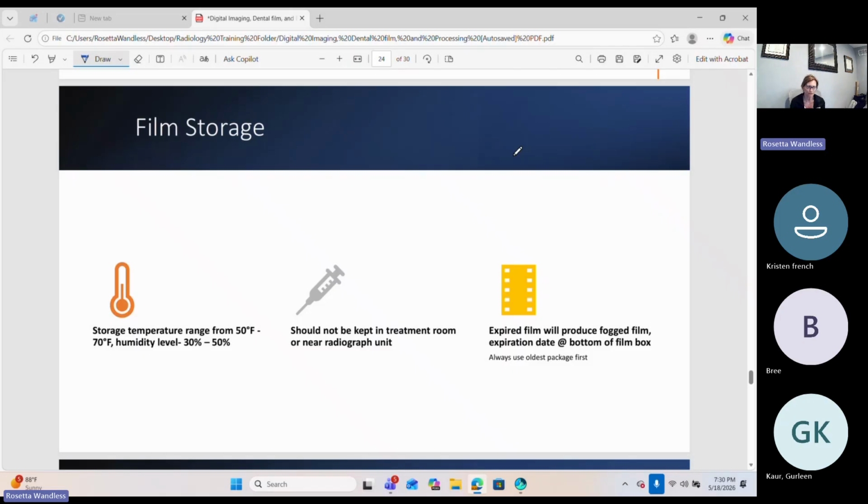And as repeated before, we want to make sure we rotate our stock, so we're using the oldest version of it. We never want to use expired film because we'll get fogged film and that is an issue. So we want to make sure we look at the expiration date on the bottom of the box. We want to move forward what's the oldest, and we put the most recent that we purchased, with a later expiration date, in back. So we're just rolling the inventory out.